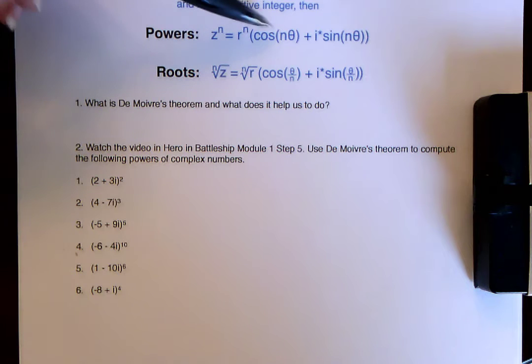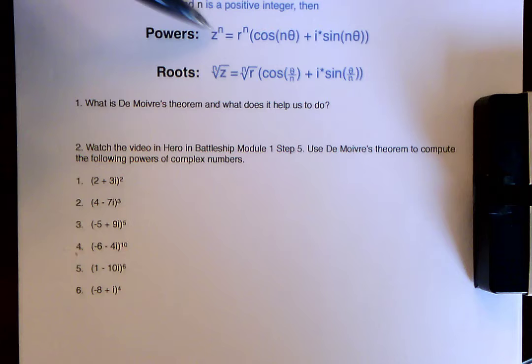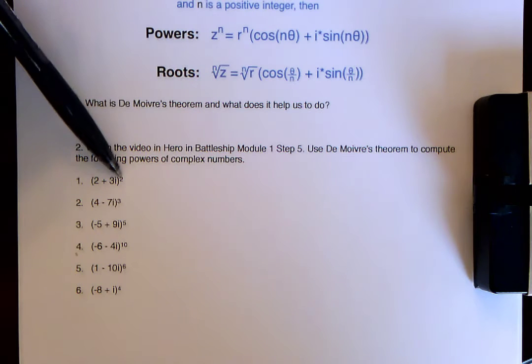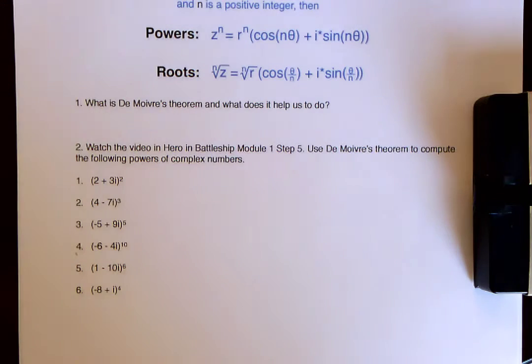Basically, once you find theta and you find the radius, then you'll just follow this equation here, and whatever your power is, that'll represent n. You'll just fill in the n's, and then you can simplify.